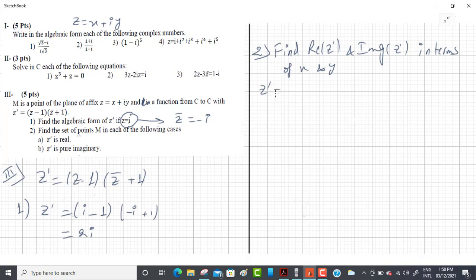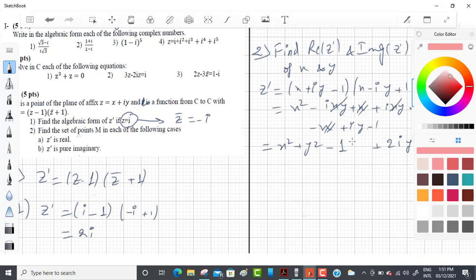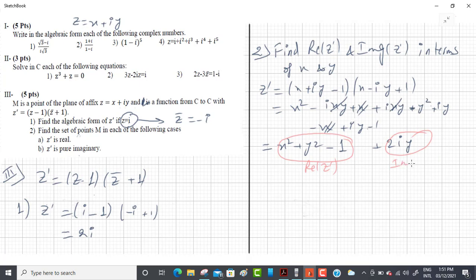So z prime equal (x plus iy minus 1) times (z bar, it's x minus iy plus 1). I should expand: x squared minus ixy plus x plus ixy minus i squared y squared plus y squared plus iy minus x plus iy minus 1. So it's equal to x squared plus y squared minus ixy plus ixy, plus x minus x, they vanish, minus 1, and iy plus iy is 2iy. So this is the real part of z prime, and this is the imaginary part of z prime without i. You must ask this question before starting to say find the set of points M if z prime is real.